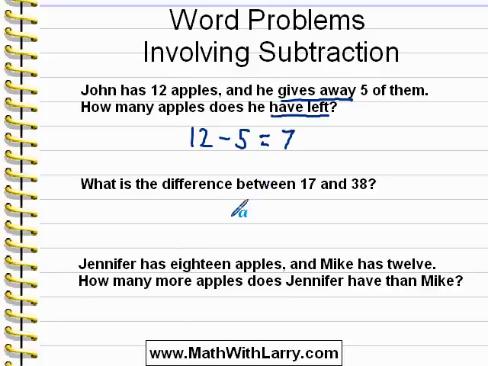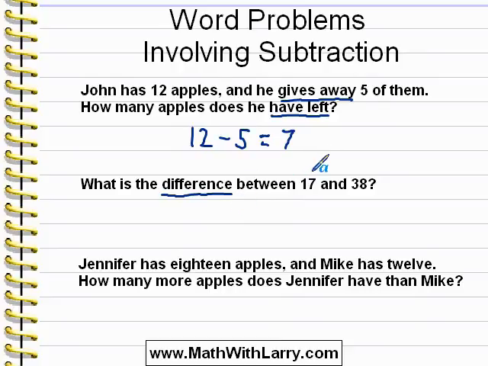Let's take a look at this problem. What is the difference between 17 and 38? Now here you have to know what they mean by difference. In subtraction, when we subtract, the answer that we get is called the difference. That's something that you simply have to memorize.